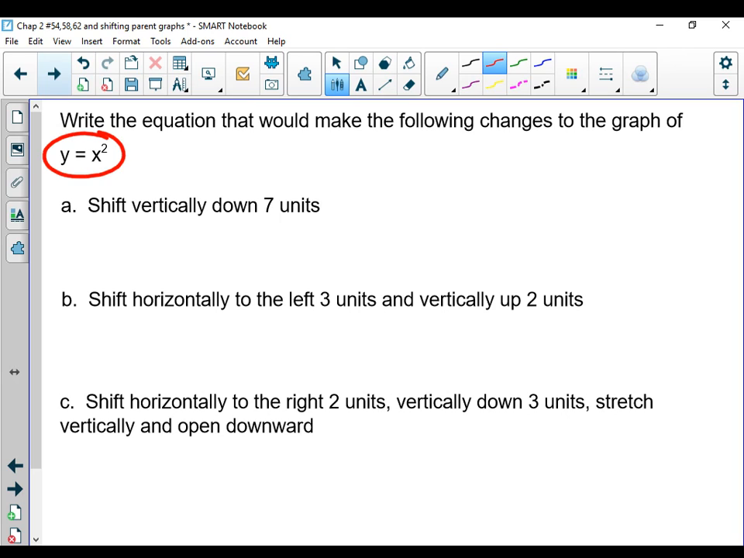So in part A, the only thing I want to change is I want it to shift down. Part B, again, we're starting all over, but the 2 things I want to have happen is shift to the left 3, shift up 2, and so on. Okay? So go ahead and see if you can come up with new equations for those.